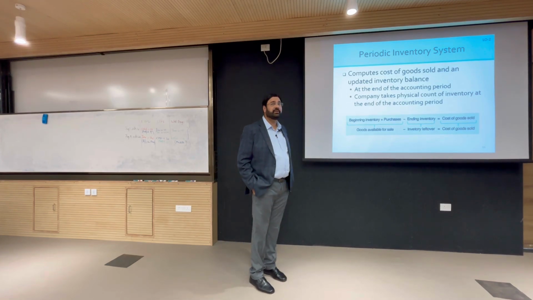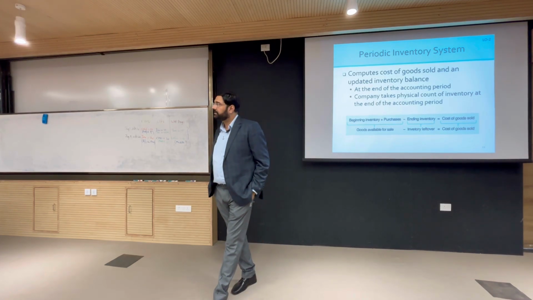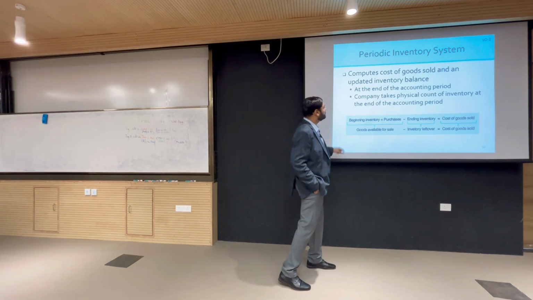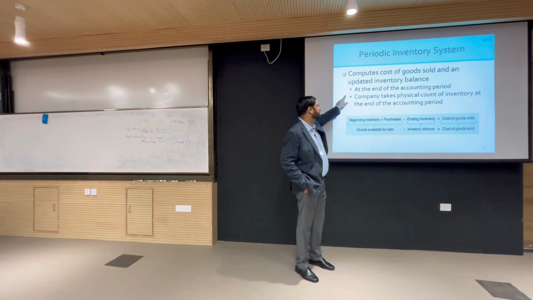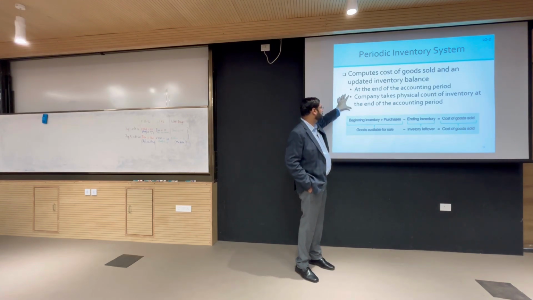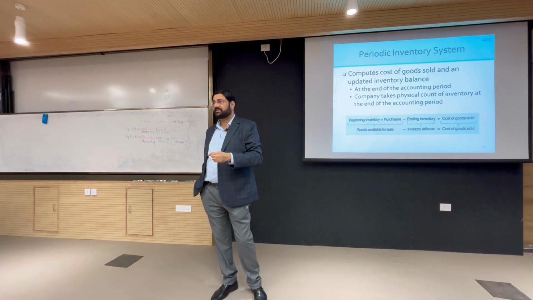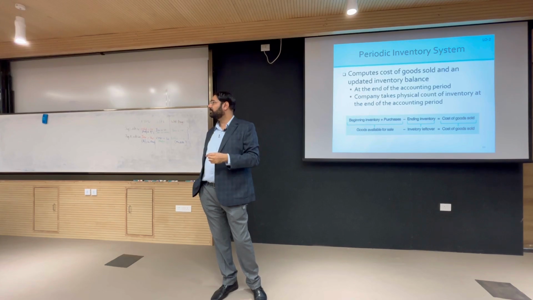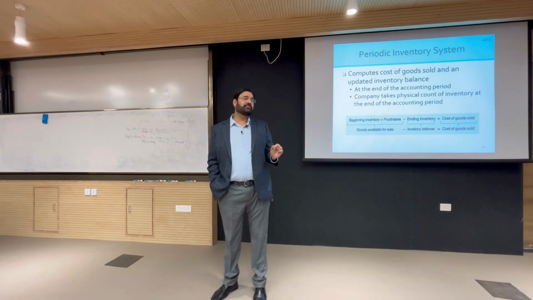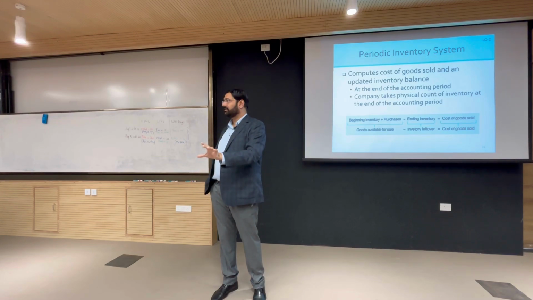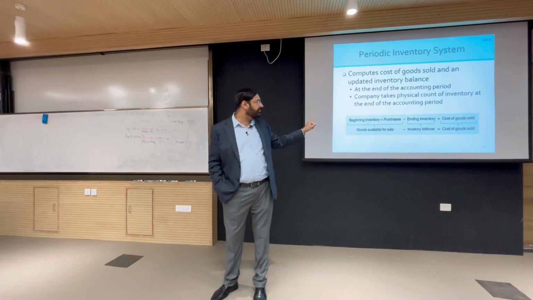Periodic inventory is a bit different from the perpetual inventory. Periodic inventory computes cost of goods sold and an updated inventory balance. So under periodic inventory, what we do is we compute cost of goods sold and inventory not on every transaction to transaction basis. We do it based on accounting period. There, in the previous case we sold 1 lakh, we recorded the cost of goods sold 80,000, net profit 20. Here we are not doing that.